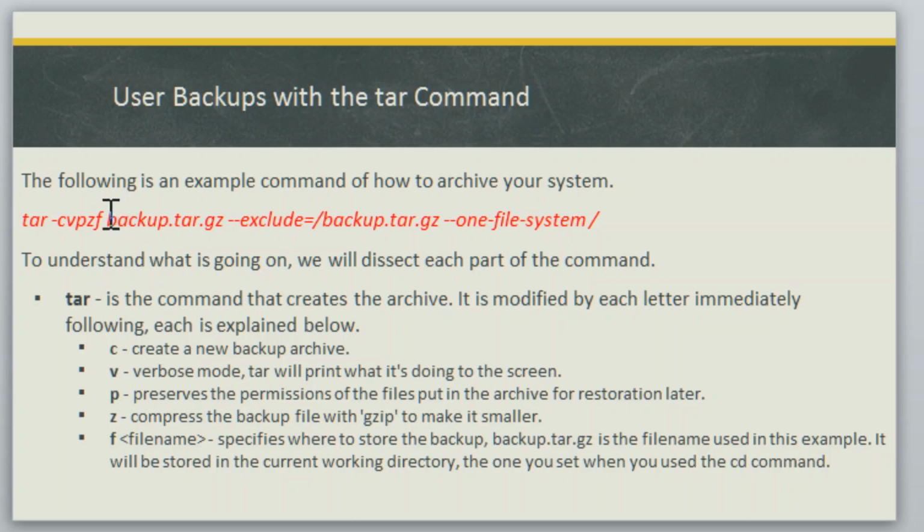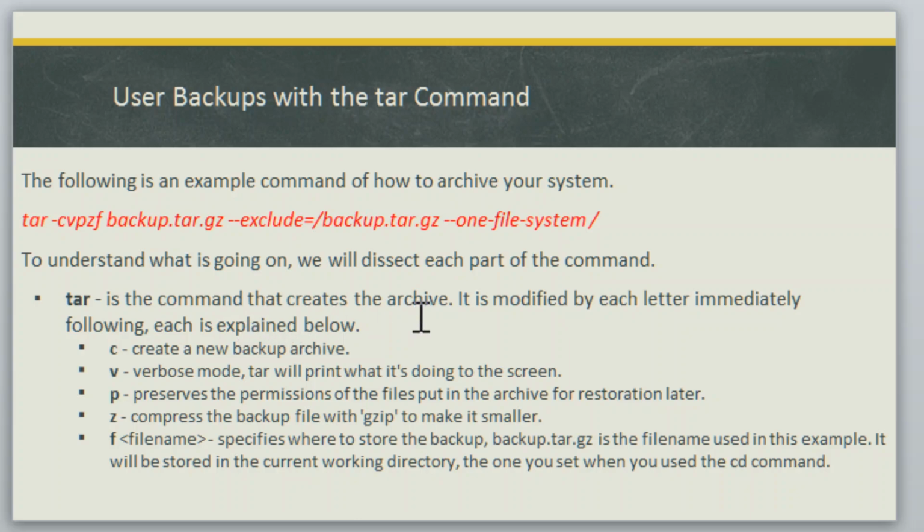Then we have the name of the backup file, which is backup.tar.gz, and remember, we always put the .gz extension if we're going to be doing gzip. Then we have space --exclude=/backup.tar.gz space --one-file-system /, okay? So understand what's going on here. We're going to break down each part of it. So we have all the different flags here. We also have the tar command.